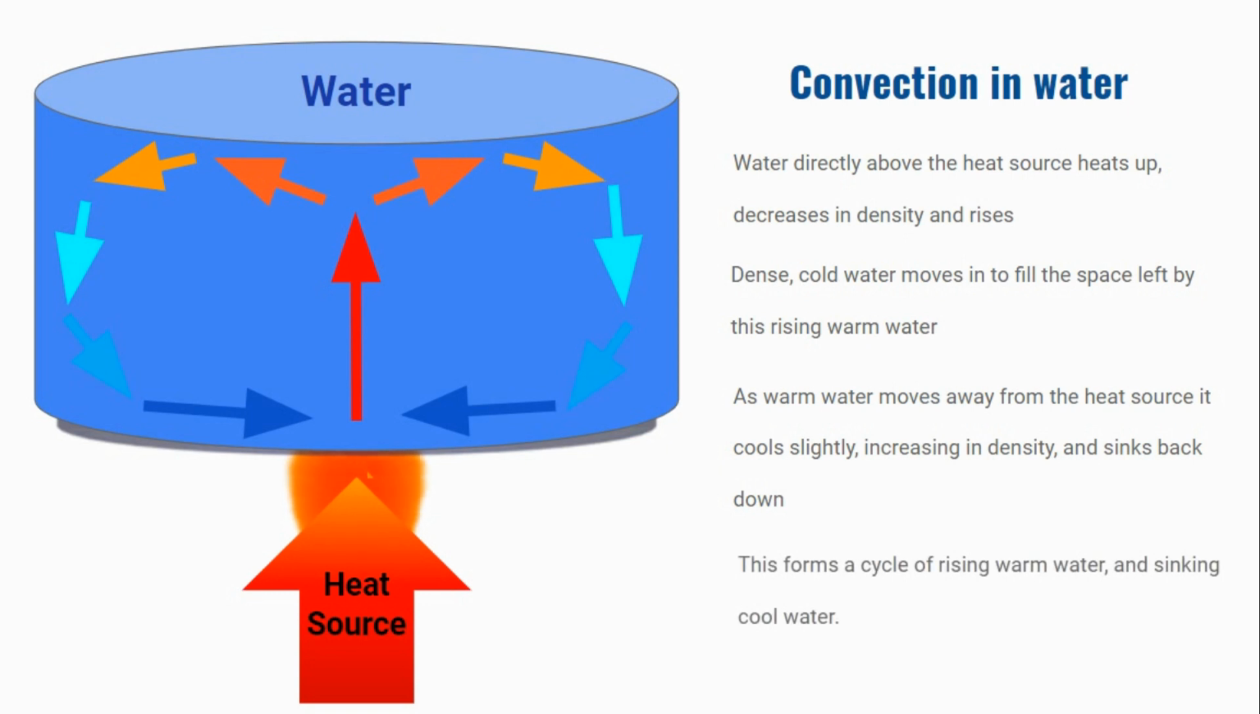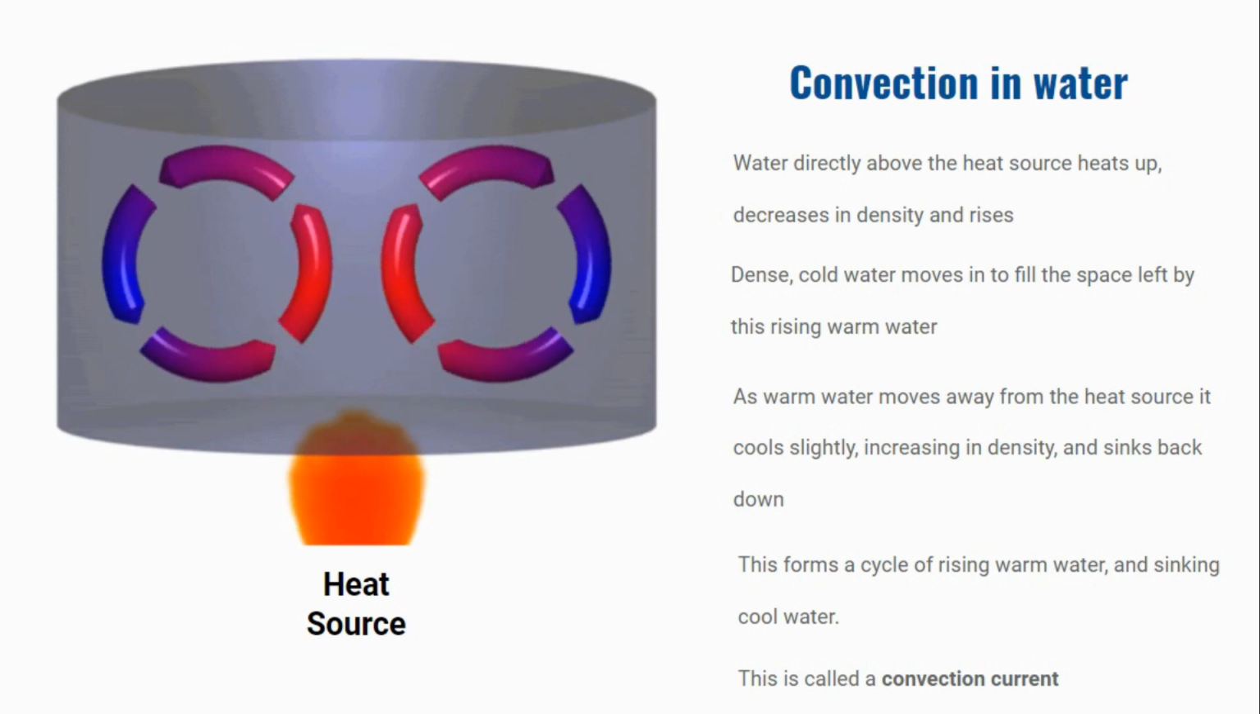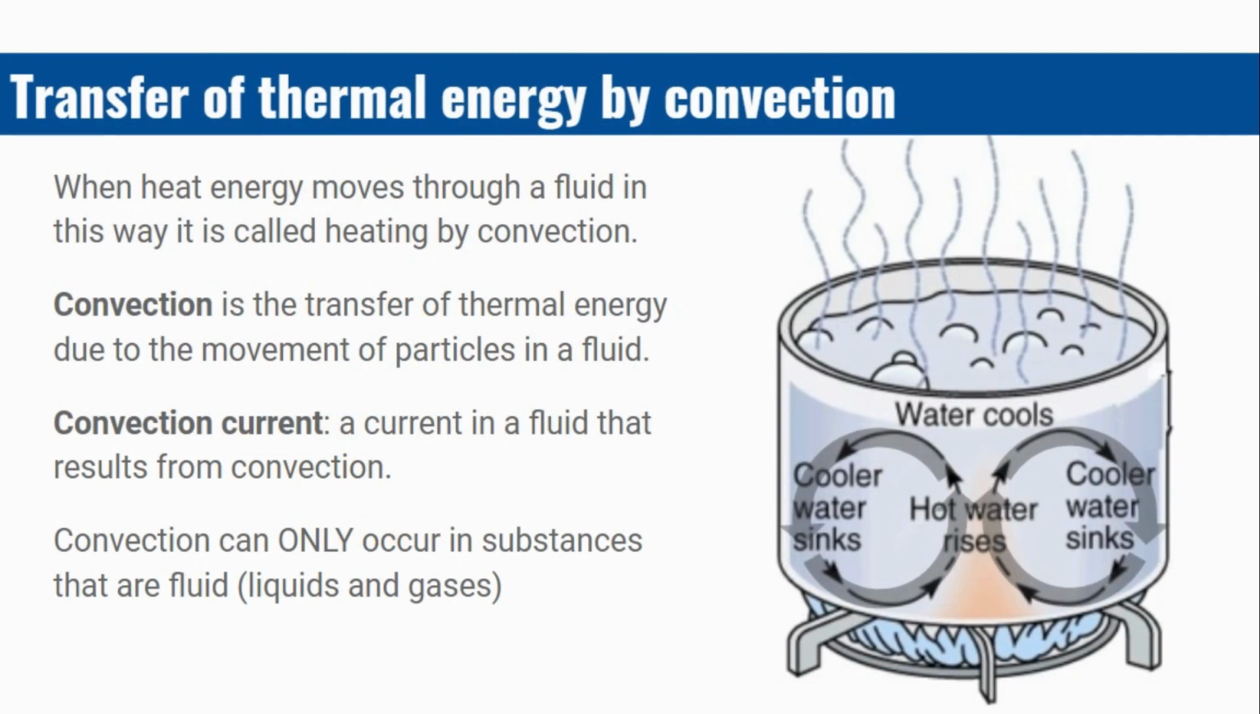This quickly forms a cycle of rising warm water and sinking cool water. And when thermal energy moves through a substance in this way, we call it heating by convection. And we call the circulation, or the movement of the particles, a convection current. Heating by convection can only occur in substances that are fluid, that is, liquids and gases, because for convection currents to form, the particles must be able to move.